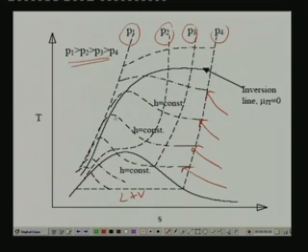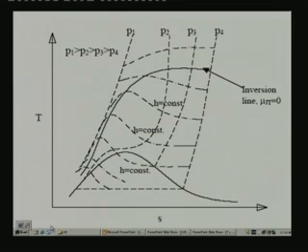Okay, and each constant enthalpy line gives me a point of inversion. Okay, so if I join all these points of inversion, I get what is known as inversion line, and on this inversion line the Joule-Thomson coefficient is 0. Okay, so if you look at this TS diagram, you can arrive at some important conclusions.